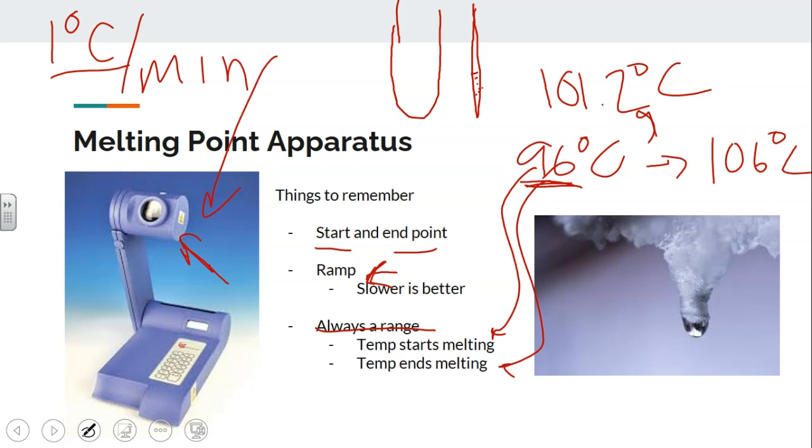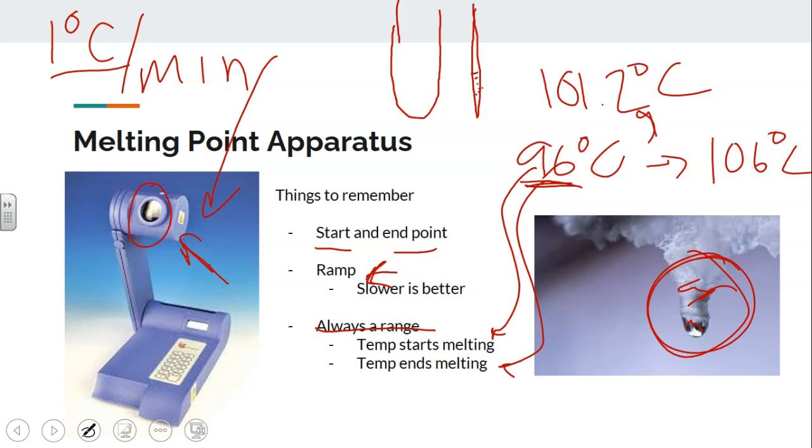Okay, and so hopefully when you do this, you'll look through the little viewfinder, and you'll see that it actually looks like the end of an icicle kind of melting. You'll see a little bit of liquid and a little bit of solid, and it'll look pretty neat. It's actually one of the neater visuals in the organic lab when you're using some of the instrumentation. And so you get the temperature at which it starts melting, and then when it's finished melting, it's all just going to be liquid, and that will give you the range.